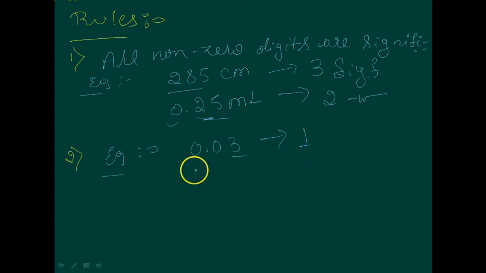Next, 0.0052 has 2 significant figures. Next, the third point.